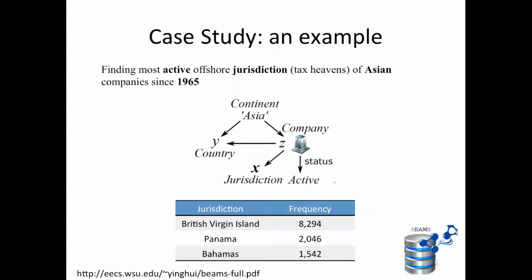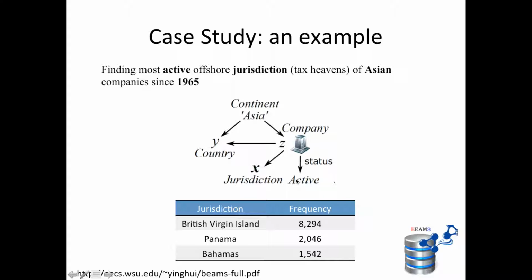Let me illustrate the usage of the software by showing an example on our Panama dataset. Assume that a user wants to discover the most active offshore tax havens of Asian companies since 1965. Then the user fixes the nodes of interest based on the query. Here, the user should fix Asia and active as two focuses of interest.